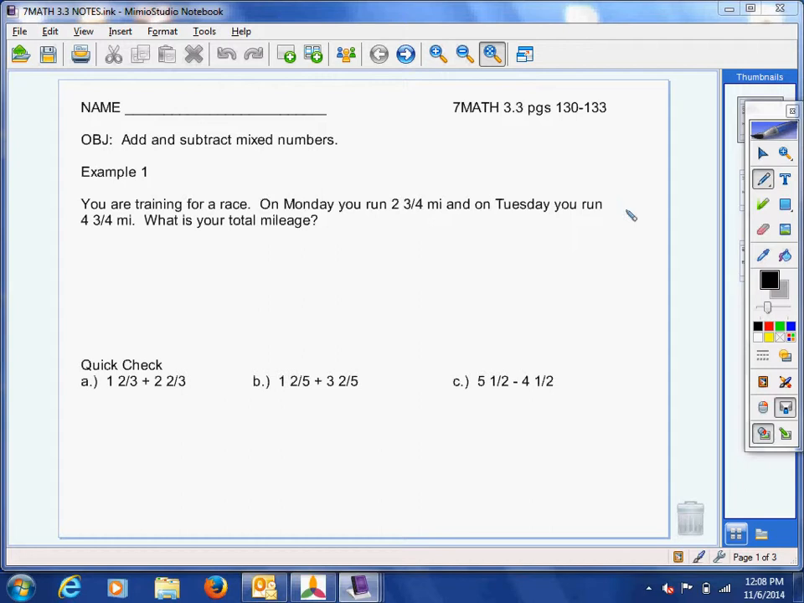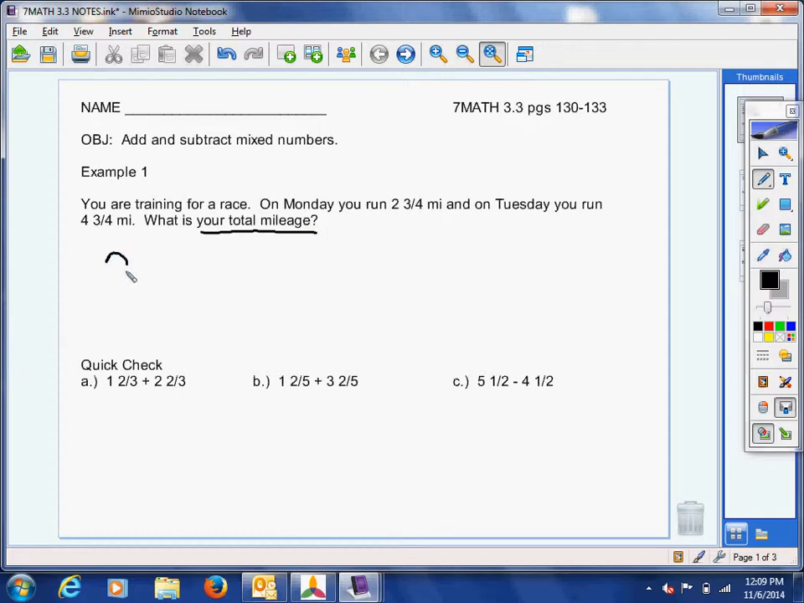So here's my first question. What am I going to do with these two numbers? Either add or subtract. So how do I make that decision whether I should add or subtract? Total. It says, what is your total? So the wording right here, total mileage, total miles run, gives you the idea, I need to put those together. And we put things together by means of addition.